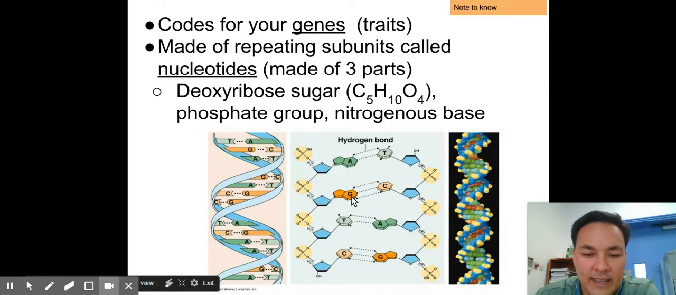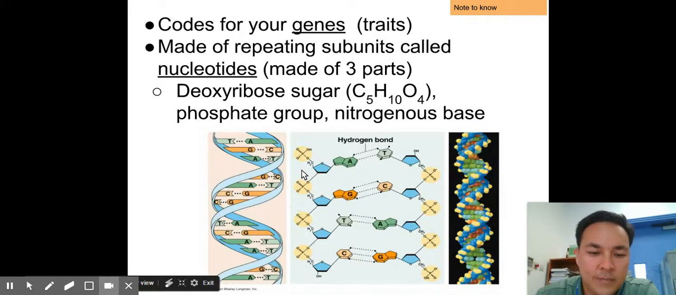You can see that the A's and G's are bigger and the T's and C's are smaller. So A's have to pair with T's and G's with C's to make the helix have the right shape. We number the carbons on DNA, and you're going to have 5' and 3' ends. What that means is that DNA has a direction.